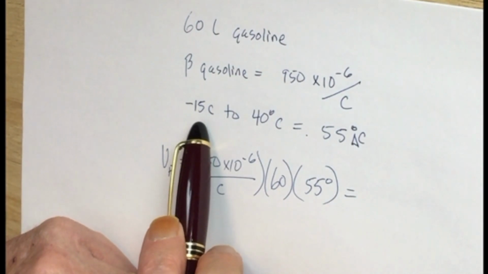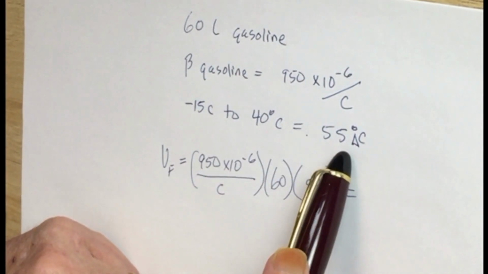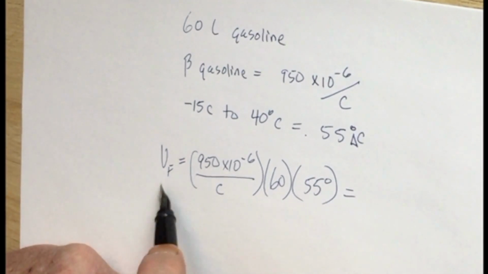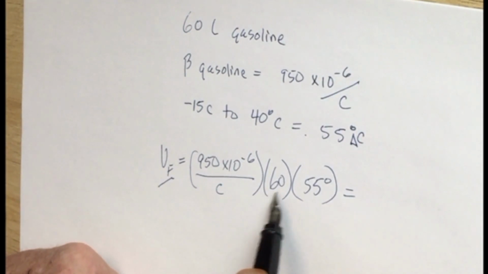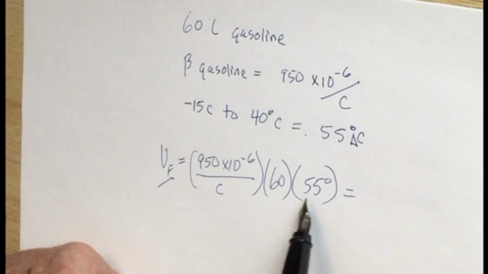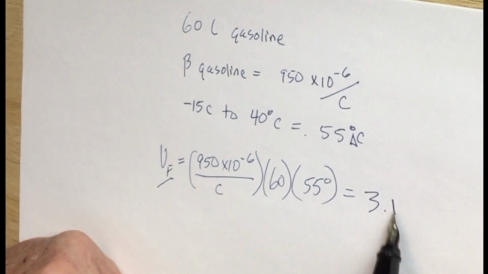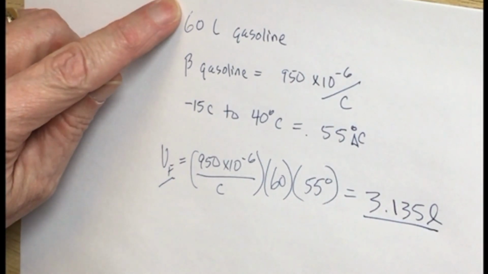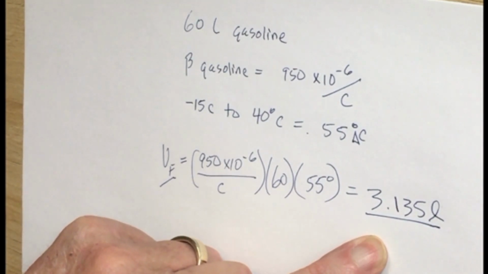And we're going to move the gas from negative 15 Celsius to plus 40 Celsius for a total change of 55 degrees. So our change in volume here is going to be 950 times 10 to the negative 6 times the initial volume, 60, times the temperature change. And that's going to work out to 3.135 liters. So the initial volume is 60 liters, and the final volume is 63.135 liters.